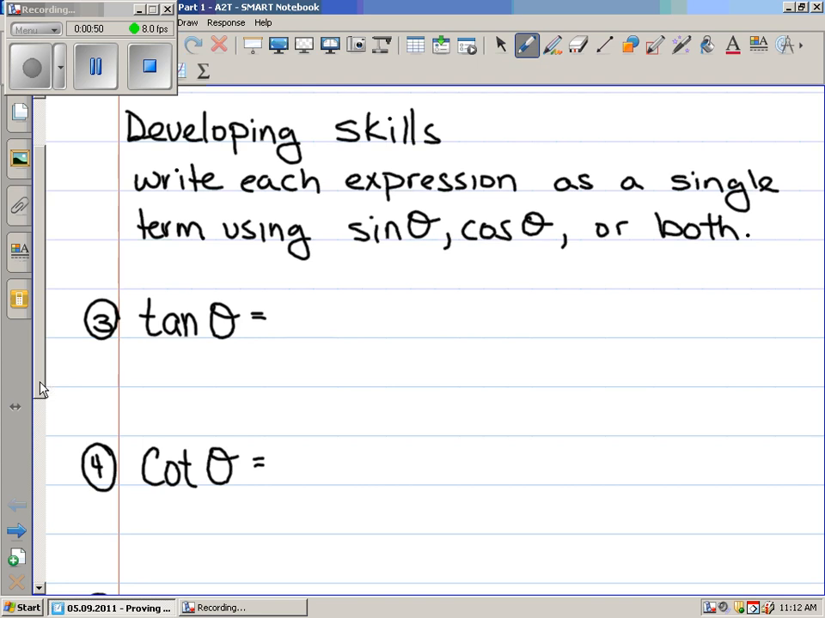Selena. Look at the boxes. No guessing. This is not about Amanda. Very nice. The tangent, if you look on the sheet in those boxes, can be rewritten as sine theta over cos theta. That's it. That's all I want you to do. It's that easy.